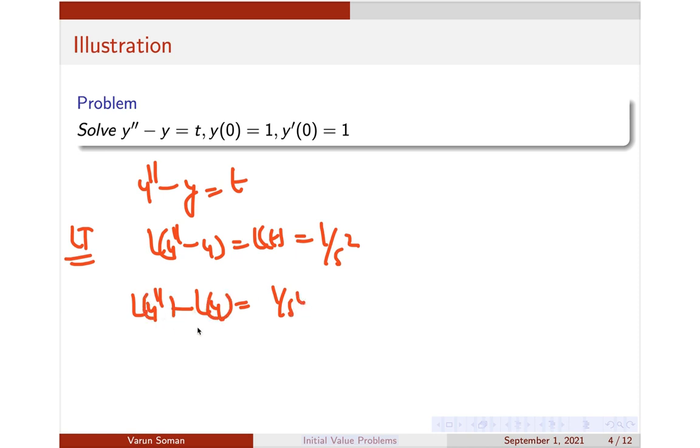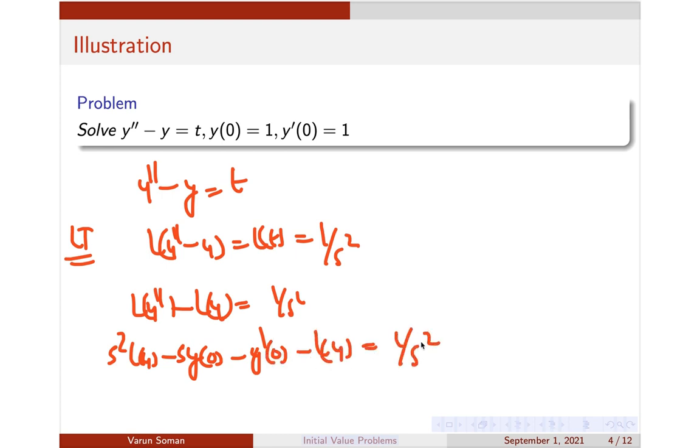Okay, now we will apply differentiation formulas. What is L of y double dash? It is simply s square into L of y minus s into y of 0 minus y dash of 0, minus L of y, which is equal to 1 by s square. Okay, now I will give the initial conditions here. What is y of 0? Y of 0 is 1, y dash of 0 is 1.